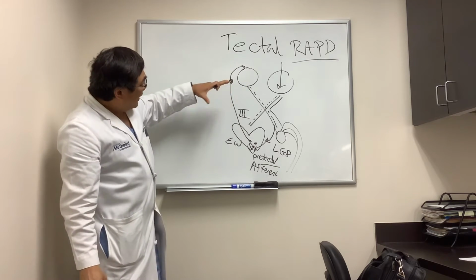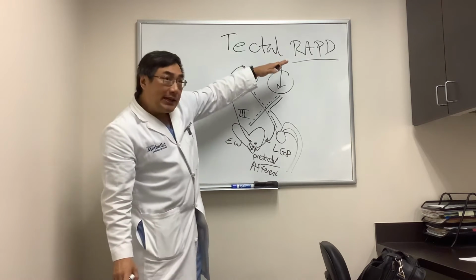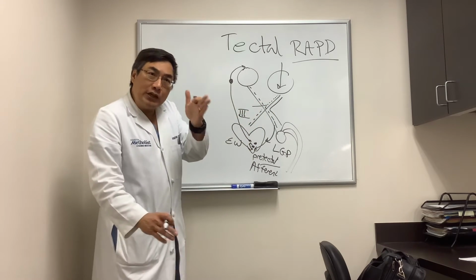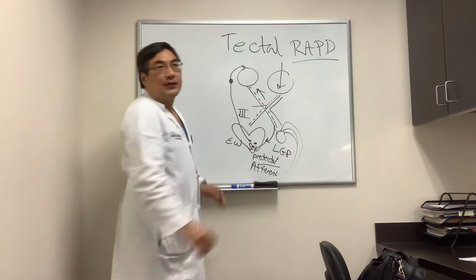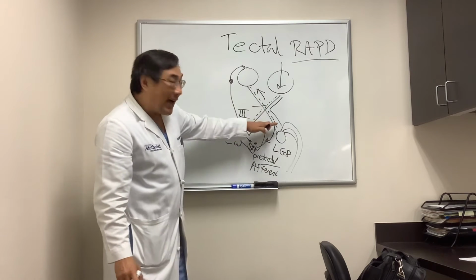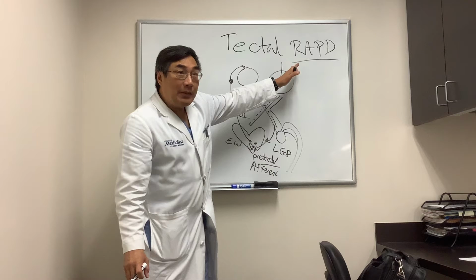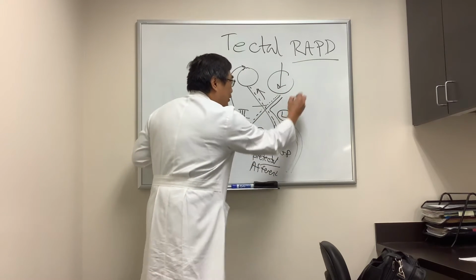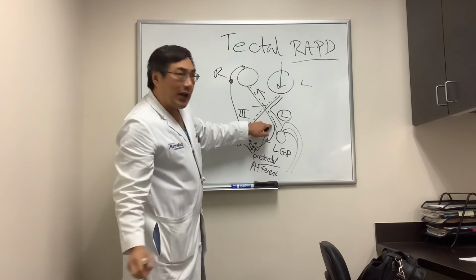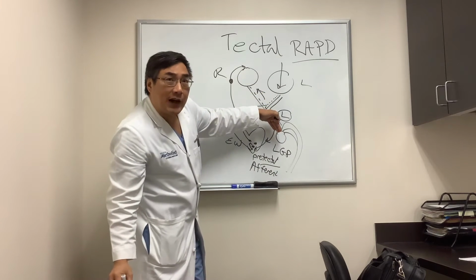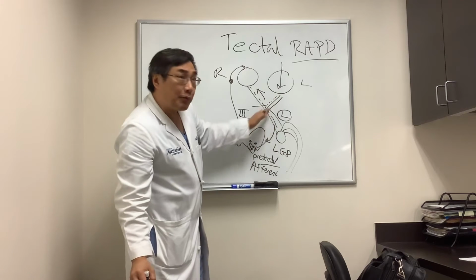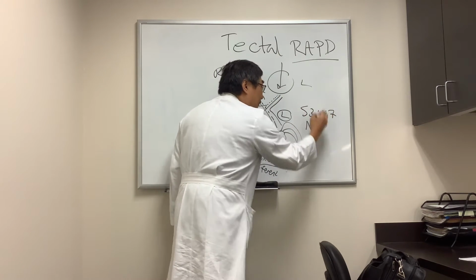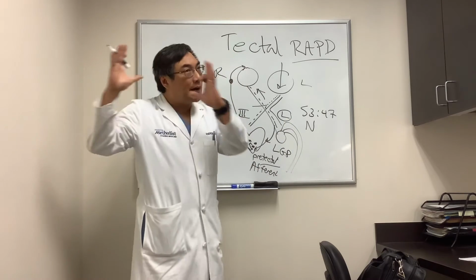And therefore, even though an RAPD normally means ipsilateral damage to the pupil pathway, that's only true if you're in front of the chiasm. If you are behind the chiasm, the RAPD can go to the contralateral side. For example, in this lesion on the left that's involving the optic tract, the nasal crossing fiber is 53 and the temporal uncrossed fiber is 47, because the nasal fiber is the temporal field and your temporal field is bigger.